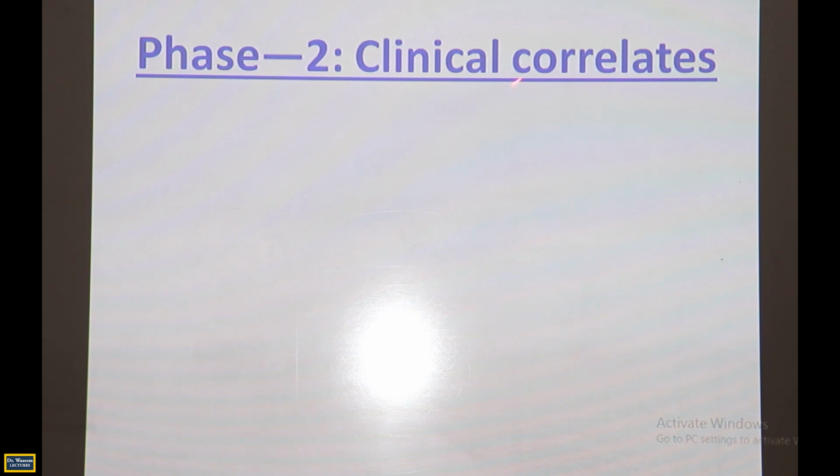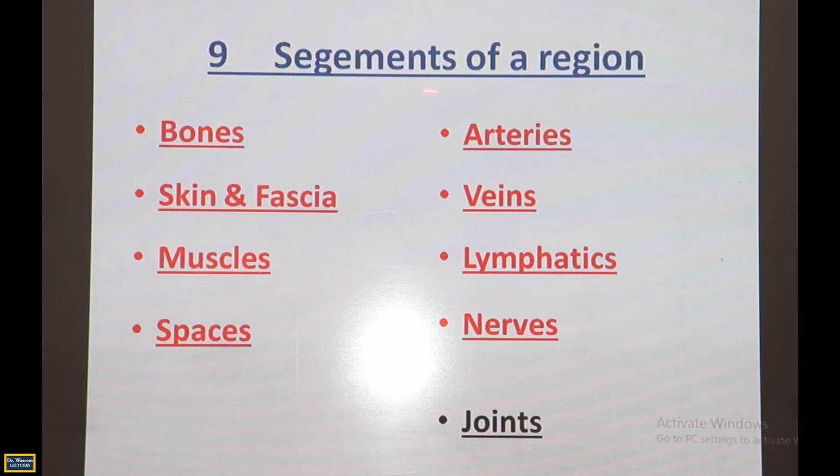After that is the second phase, there is clinical correlates of all the regions, all the segments, bones of the entire lower limb, clinical correlates, what problems like fractures, etc. Skin and fascia, like in the femoral sheath, there may be hernia. Muscles, muscle strains and other things, rupture, everything. Spaces, what are the neurovascular bundles in that space, are there any problems, like in the popliteal fossa, there is Baker's cyst or anything. Arteries, aneurysms can be there, their rupture and everything. Veins, their varicosities. Lymphatics, their enlargements, lymphadenopathies will be there. Nerves, their paralysis and their injuries.